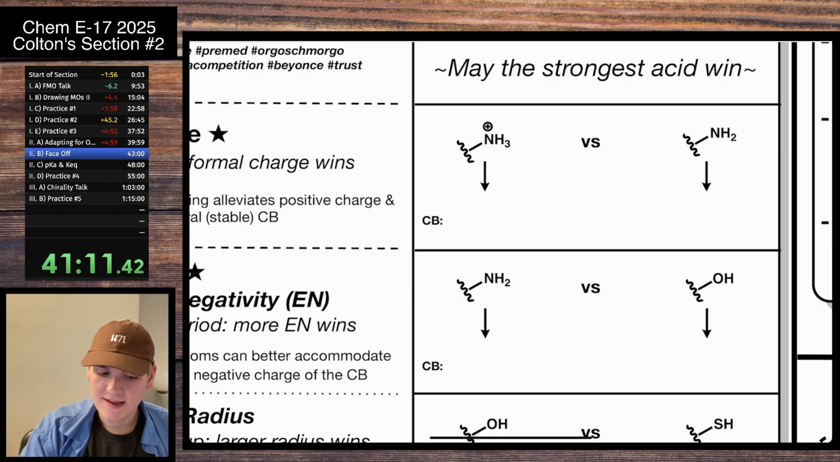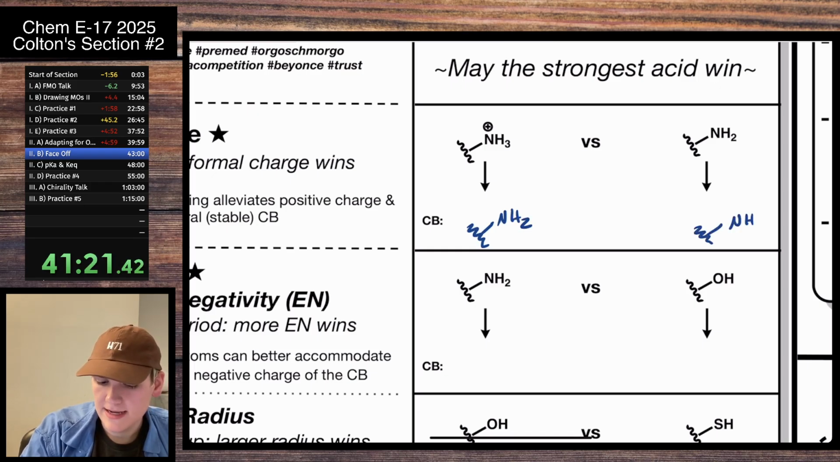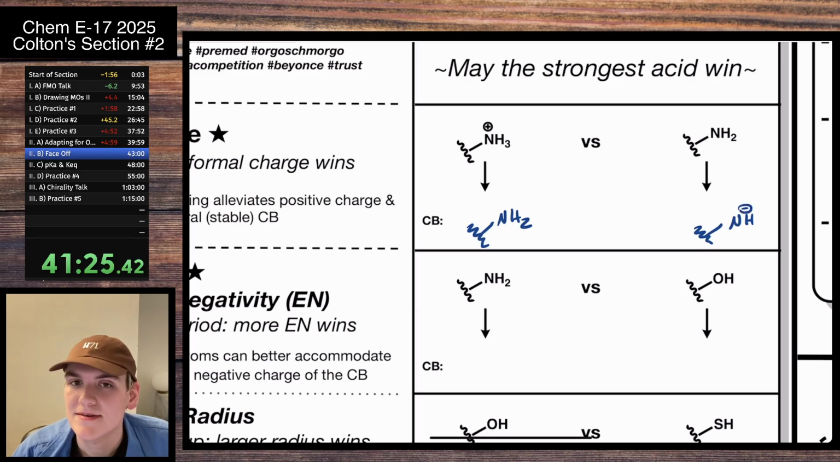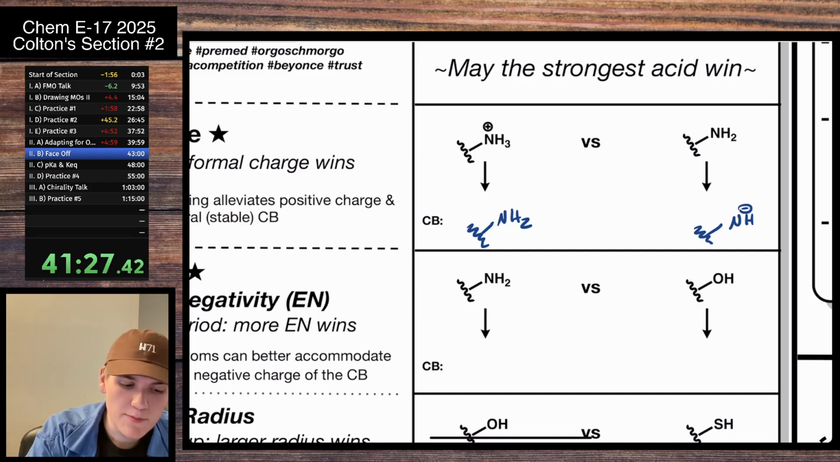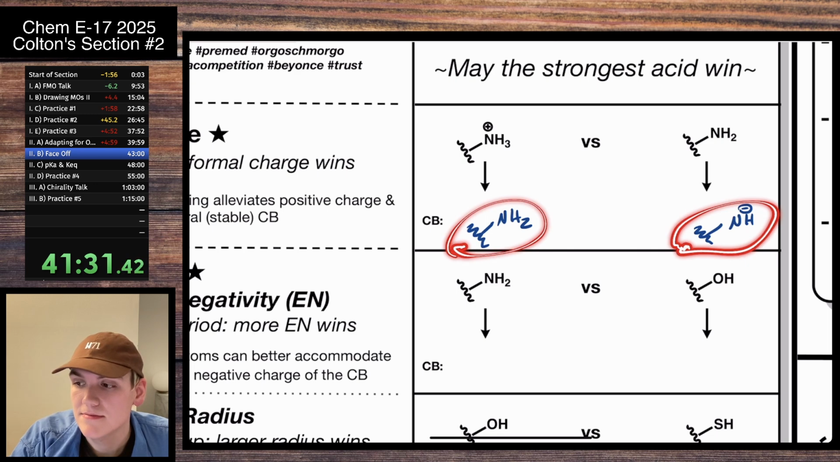What I do is if I'm comparing the acid strength of two things, I look at the conjugate base. So I think about removing a hydrogen from it. So if I remove a hydrogen from this one over here, now we are going to have two lone pairs. We're going to have NH minus. So which do you think is more stable between these two? NH2 neutral or NH minus? Which one's more stable?